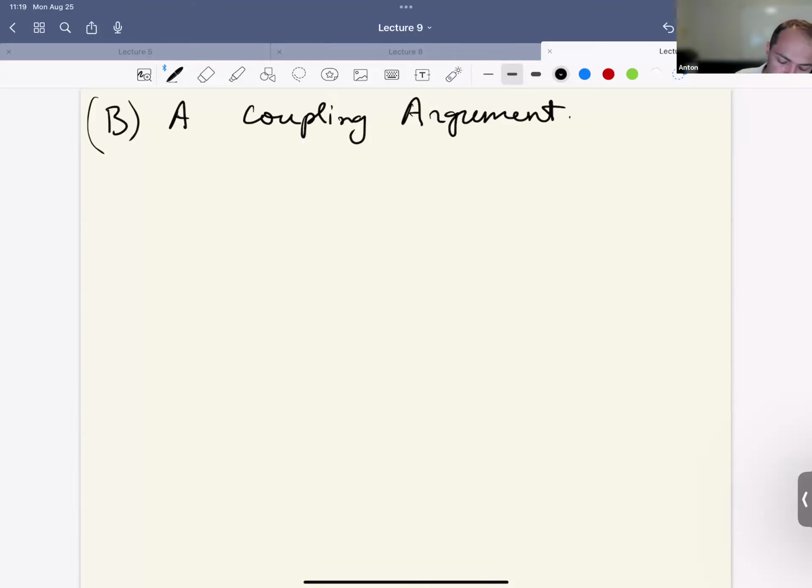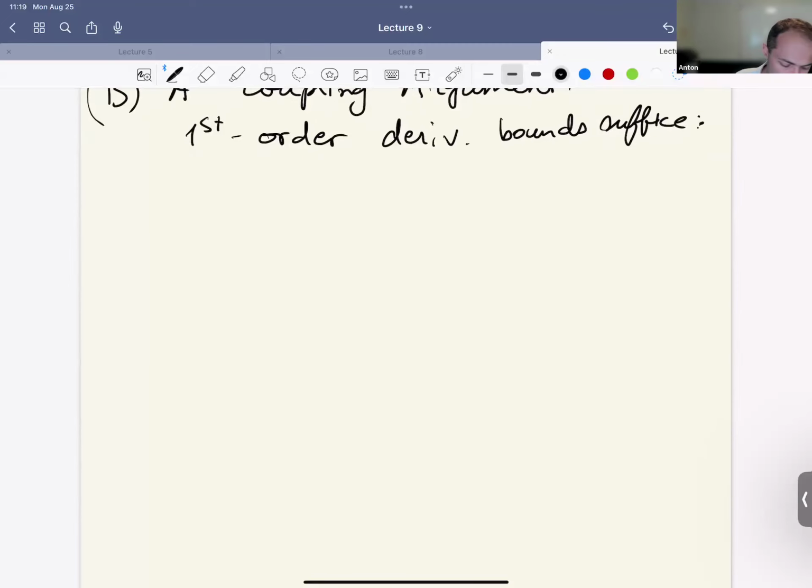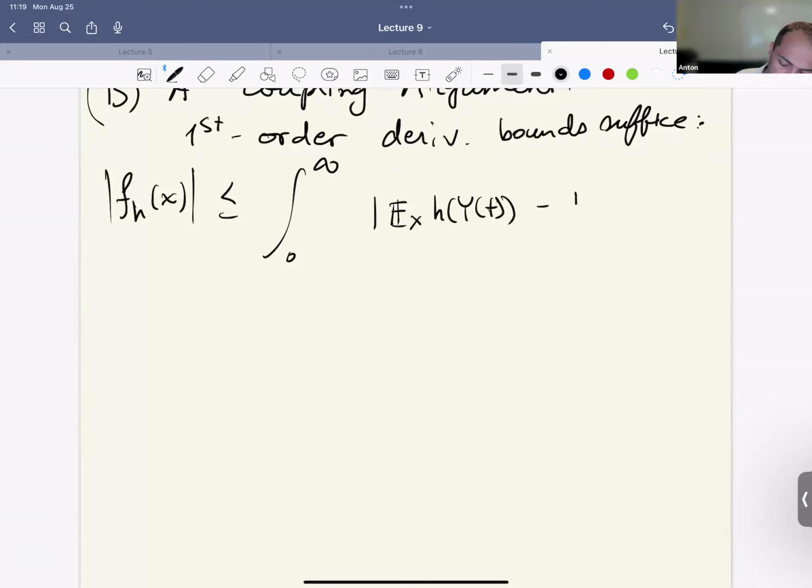Approach B basically reduces to first order bounds, derivative bounds suffice. Okay, what do I mean by that? So we take our function f sub h of x, and we look at its norm. This is what we want to bound. And now I have my expected value starting from x, and I've had the steady state expectation.